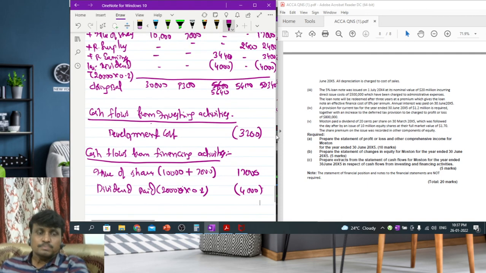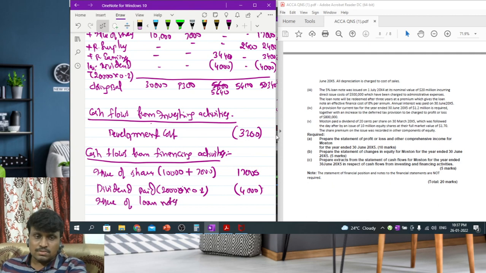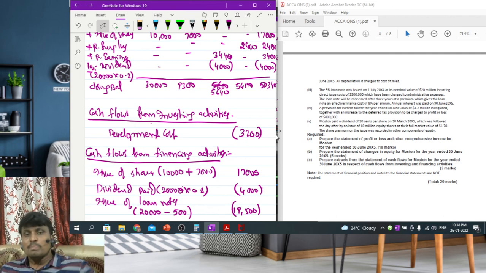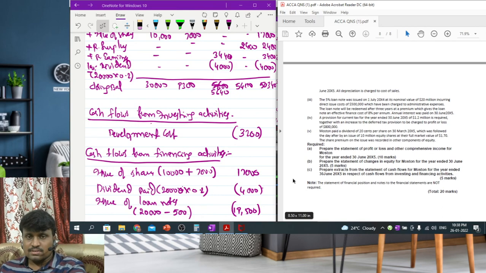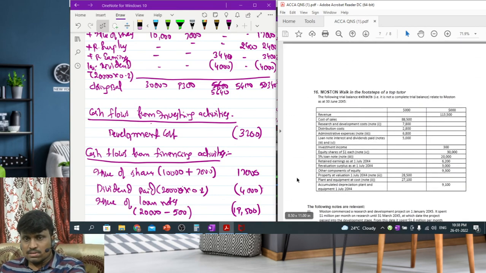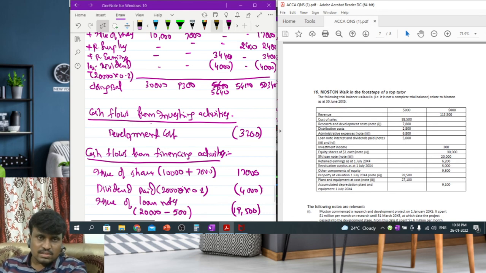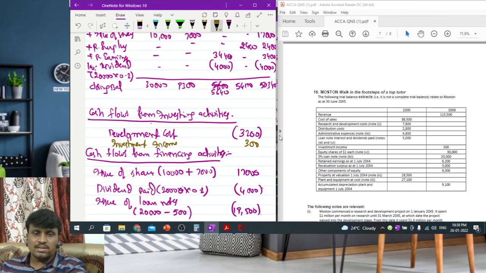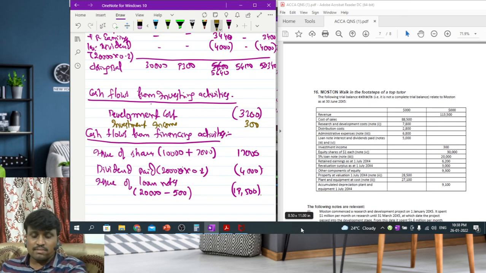Then issue of loan notes. So $20 million is nothing but 20,000. Then cost of the issue incurred 5 lakh, nothing but 500. So 19,500. This is the financing activity. Okay. So verify is any income. Sorry, investment income we missed. So in case of investing, investment income is added because that is also inflow. So 300. So these are the cash flows relating to investing activity and financing activity.